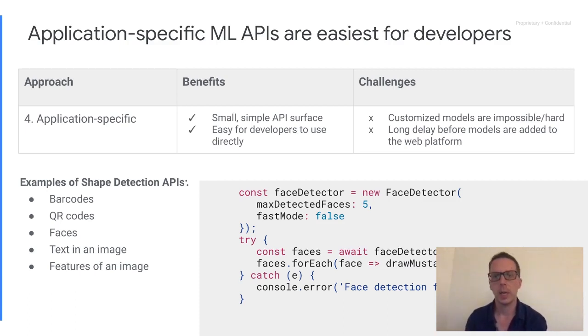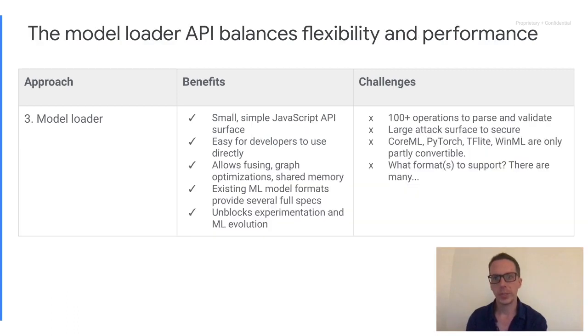Slide 15. The Model Loader API tries to strike the balance between flexibility and developer friendliness. It provides a small, simple JavaScript surface that could stand the test of time. It supports all of the performance optimizations that you can get with a Graph API.